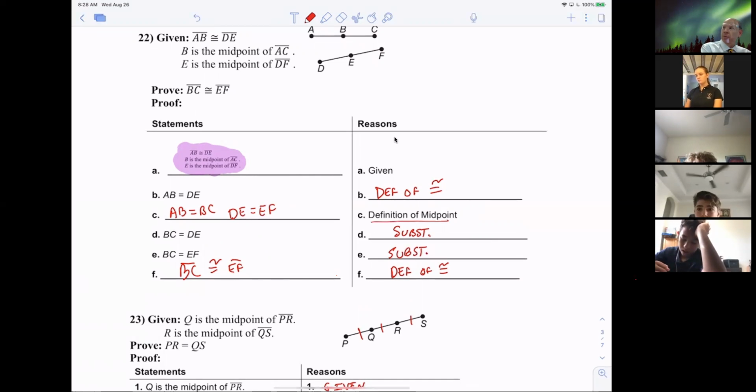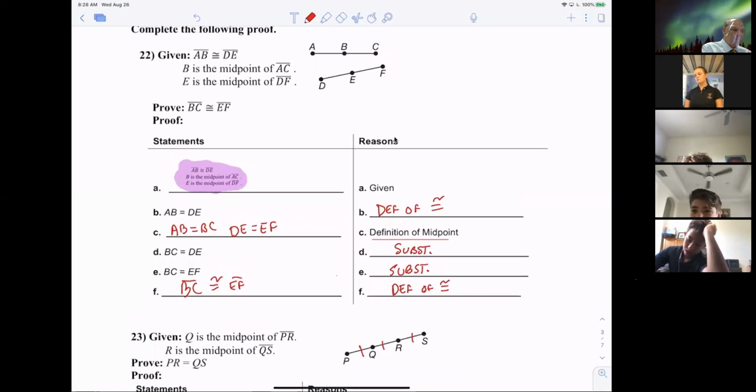Definition of midpoint? Is that what you're asking me, William? You want C to be substitution? On mine, the definition of midpoint on C was blotted out or something, so I just did sap. And then for D, I had transitive.